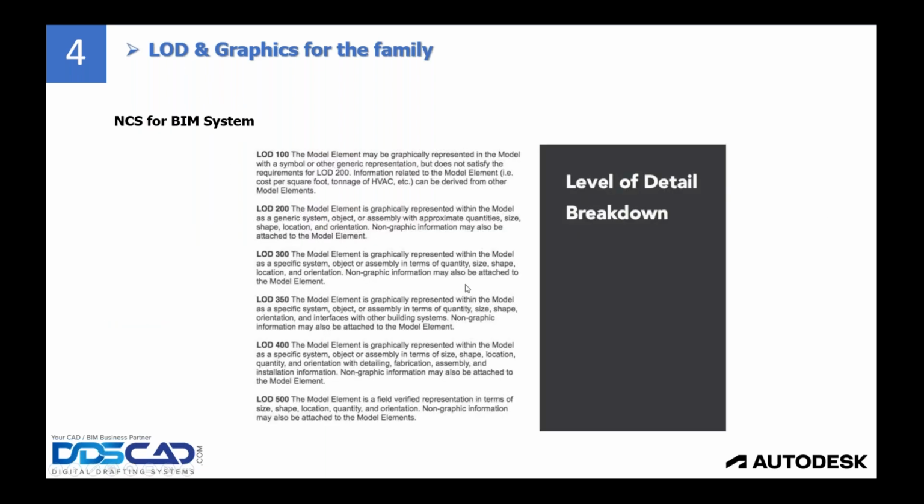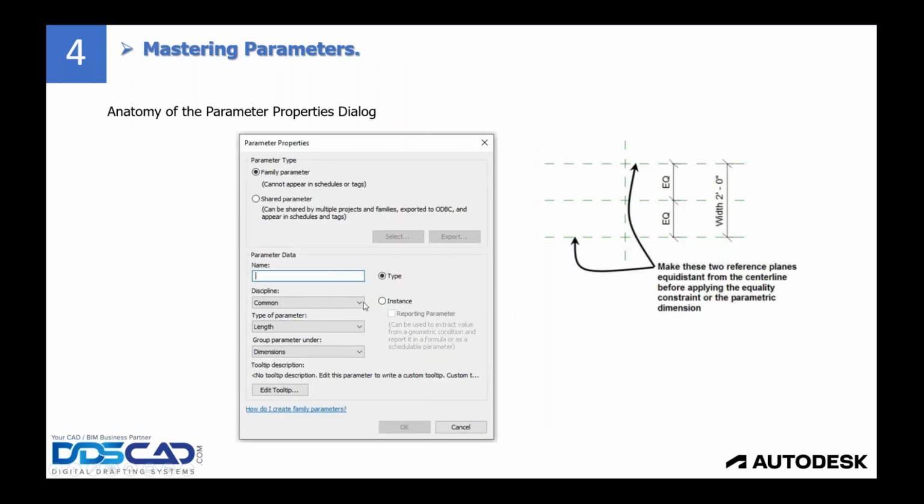Now, speaking about LOD, I just put this here as information many people are not aware of. Usually when we come from an AutoCAD background, we don't pay too much attention to this, but in Revit we do. The NBS, for the BIM system, has already organized those. You can Google it and see those LODs, anything from 100 to 500. This creates the entire variance of the level of detail of the family inside.